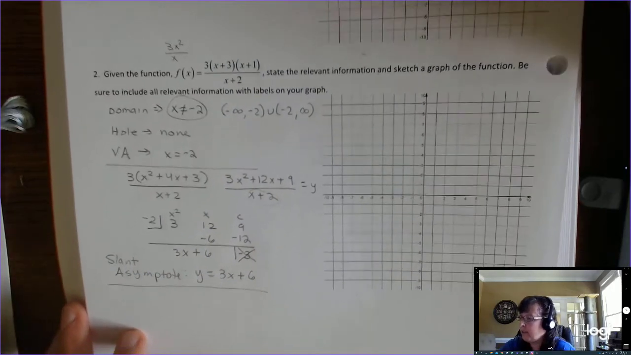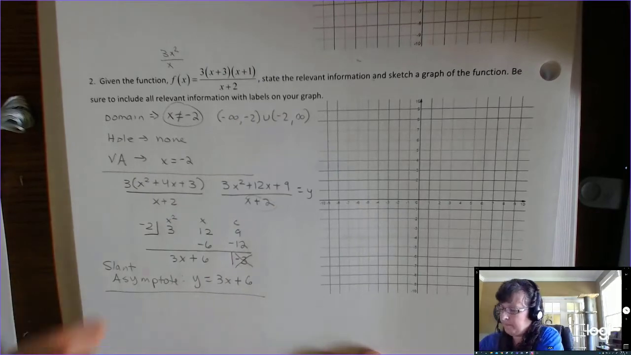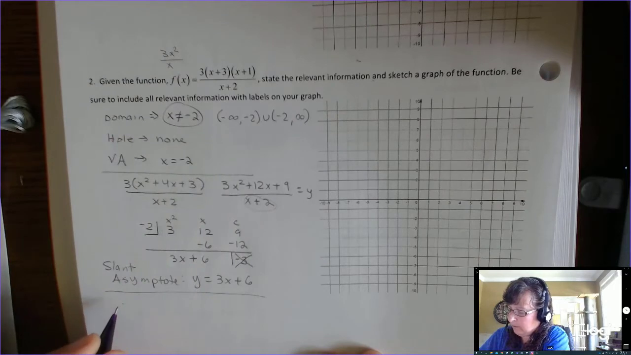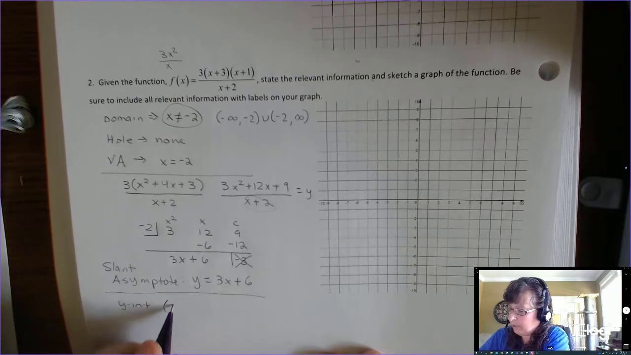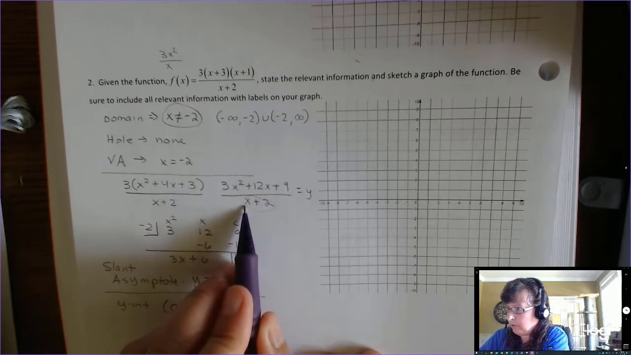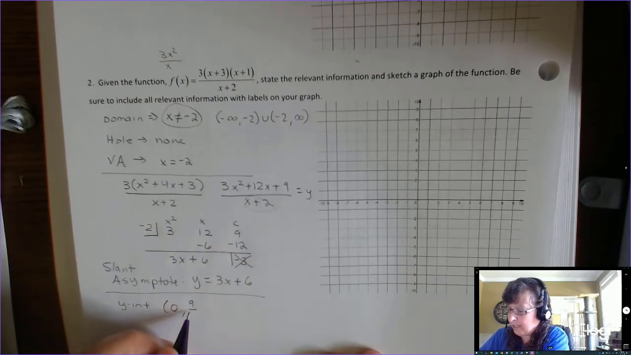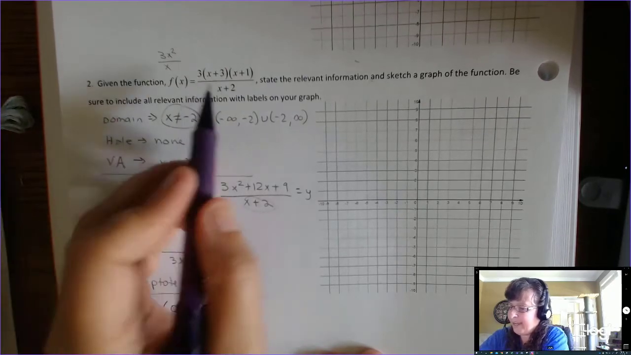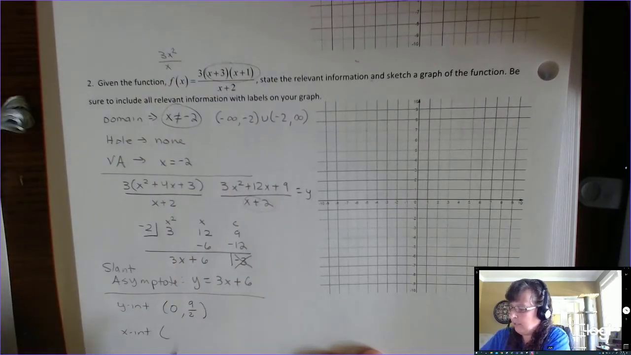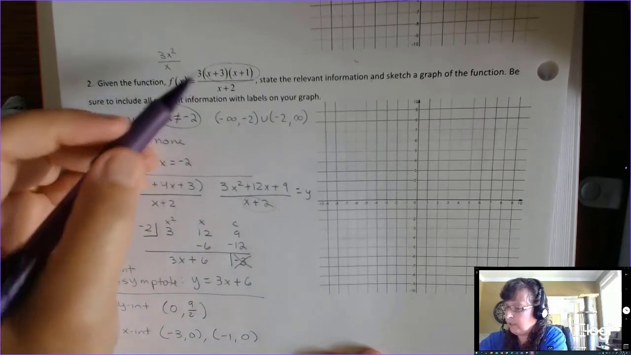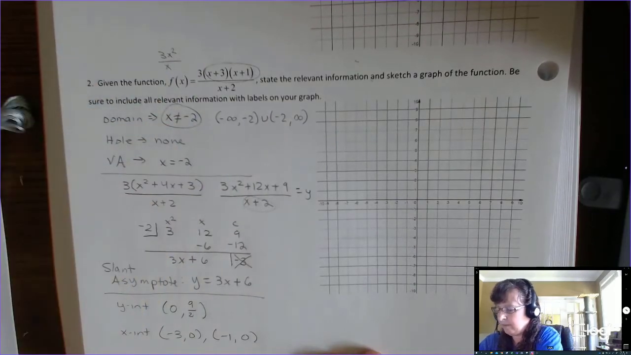Okay, so we've got the slant asymptote, vertical asymptote, hole, domain. Now remember, you just look at, find the y-intercept. Since you've multiplied it out, the y-intercept might be easier to find looking right here, because that's going to go to 0, that's going to go to 0, that's going to go to 0, and you're just left with 9 halves. And the x-intercept would be better to look at the factors of the numerator. So you've got x-intercepts at (-3, 0), (-1, 0). So both of these have benefits.